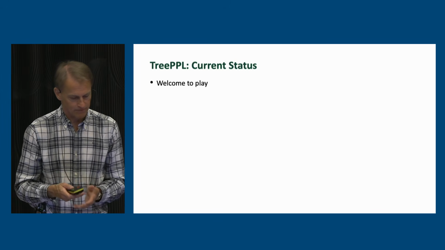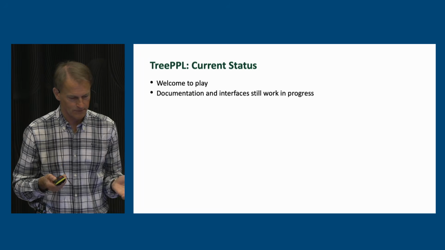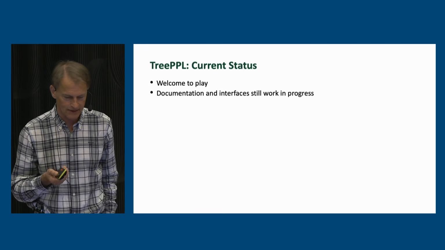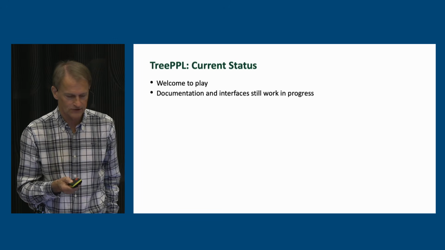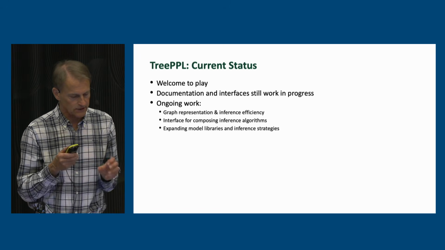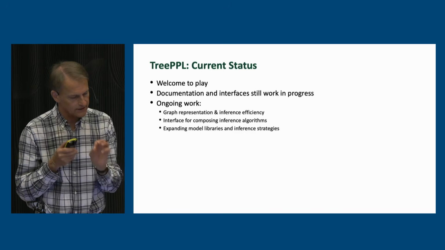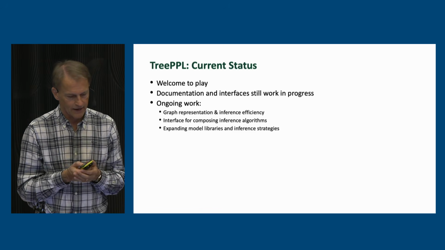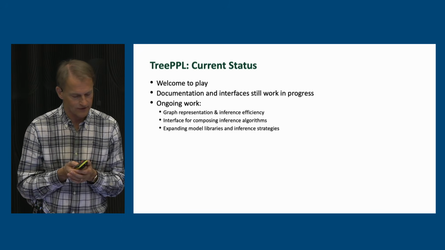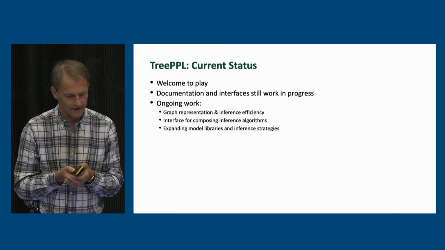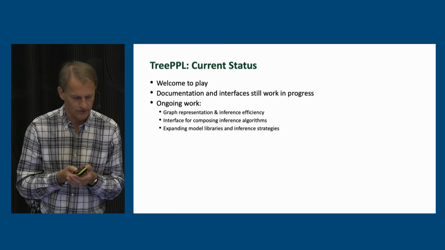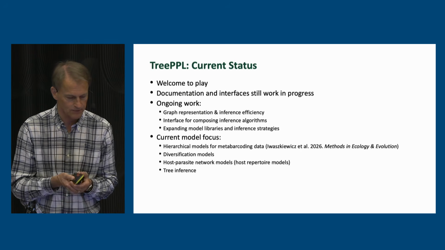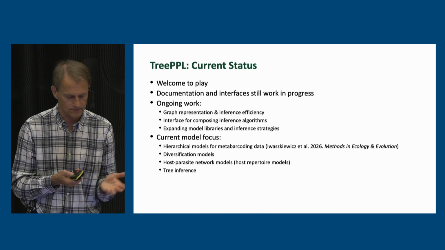So the current status, if you're interested in what we're doing, you're welcome to play with it and interact with us. The documentation and interface are still work in progress. We're focusing now on the graph representation, which is still experimental. Inference efficiency, we have a lot of work to do there. And the interface for composing inference algorithms, and then expanding model libraries and inference strategies. We have some of that in place, but there's more work to do there. And the current model focus is basically what I've described.